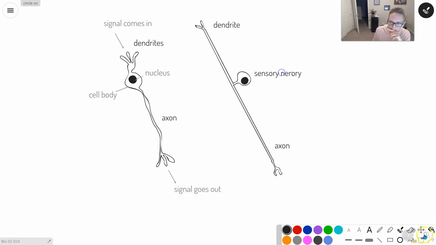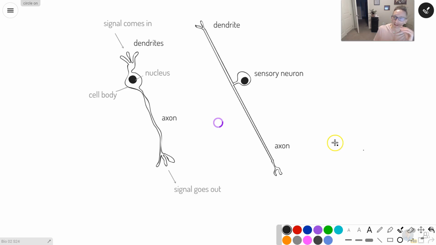Neuron. Why did my fingers type neurally? Neuron. And I don't like that there's that little dot there. Okay, good. Sensory neuron. But I do want to pull up this little picture.